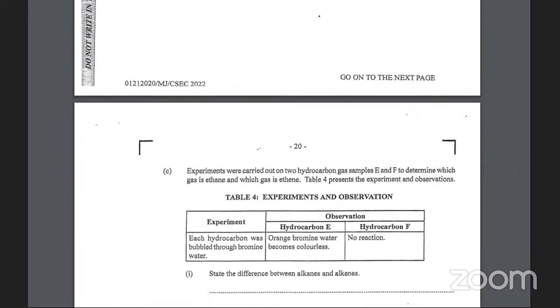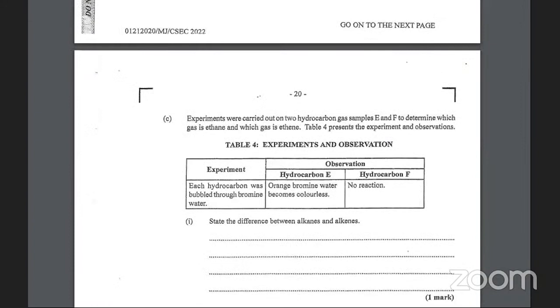All right, so experiments were carried out on two hydrocarbon gas samples, E and F, to determine which gas is ethane and which gas is ethene. And we have the results. Hydrocarbon E changed bromine water from orange to colorless. And hydrocarbon F, no reaction. It says state the difference between alkanes and alkenes.